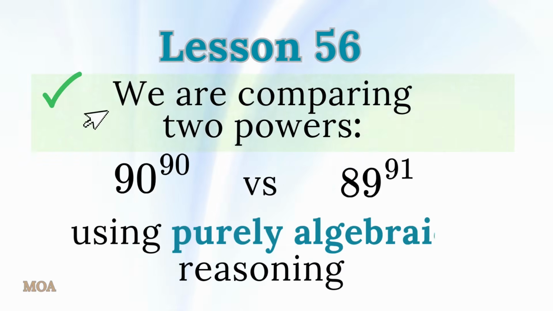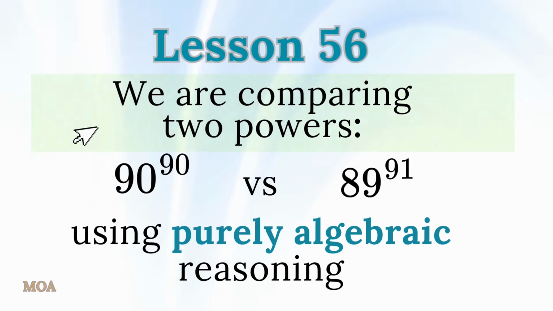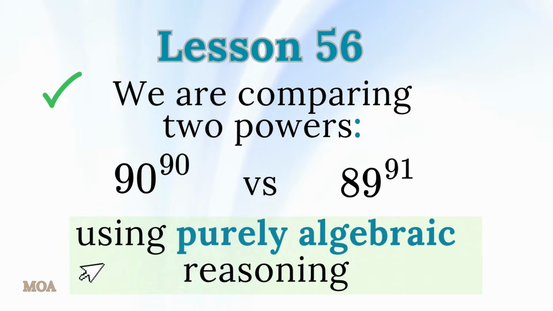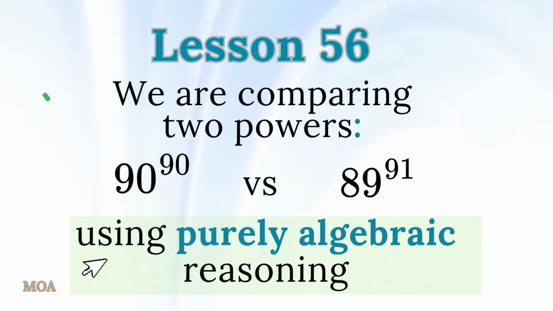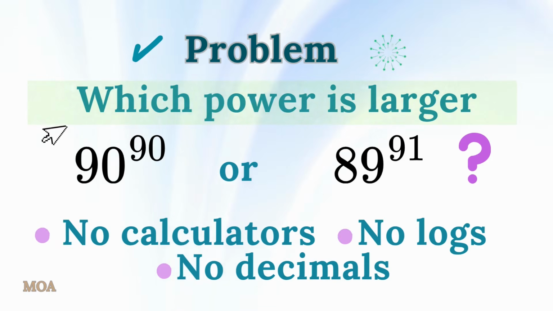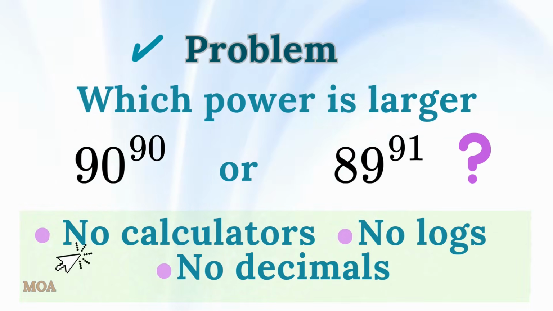In Lesson 56, we are comparing two powers, 90 to the power of 90 and 89 to the power of 91, using purely algebraic reasoning. Here is our problem statement. Which power is larger, 90 to the power of 90 or 89 to the power of 91? Please note, calculators, logarithms, and decimal approximations are not allowed.